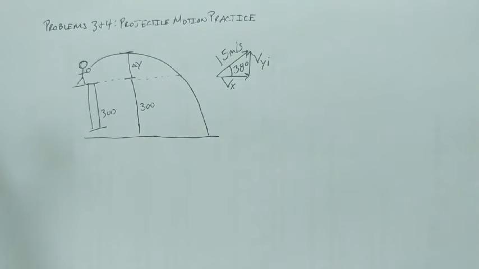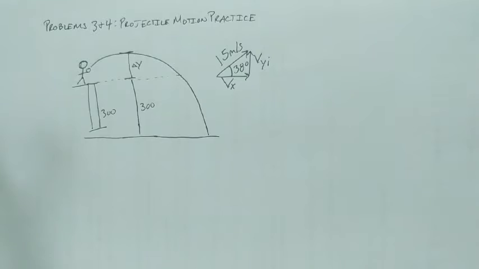I just wanted to give you a little run through on how to solve problems 3 and 4 from projectile motion practice, what we were working on in class the other day. So, I've set up the problem. You're on your 300-foot cliff. You throw the ball with 15 meters per second of velocity at a 38-degree angle.